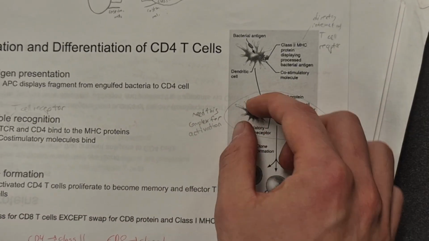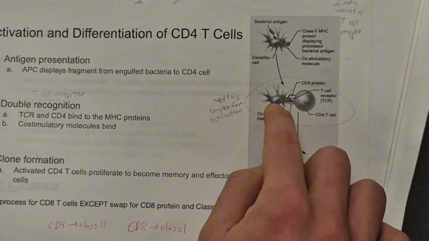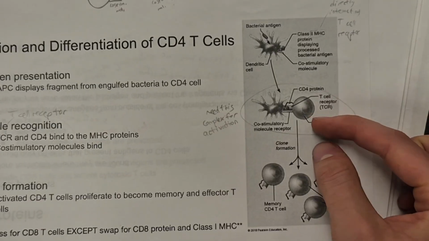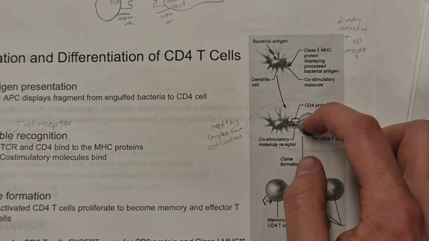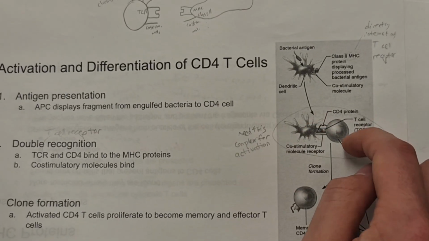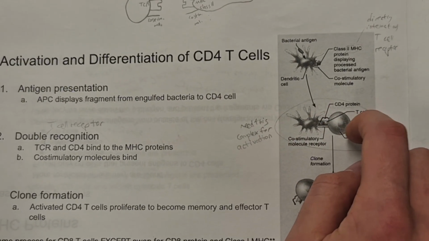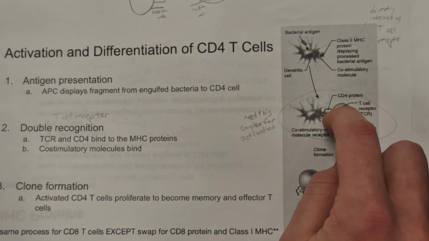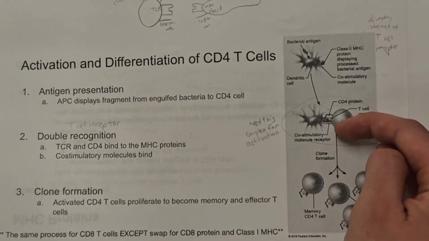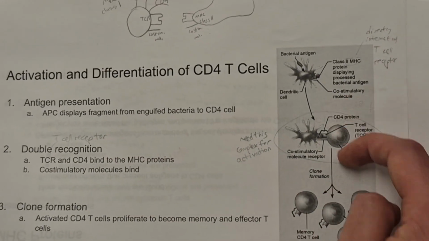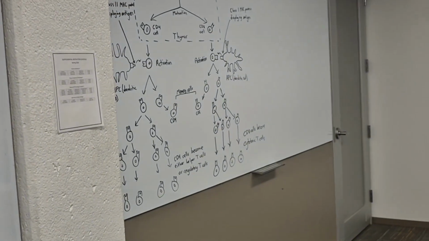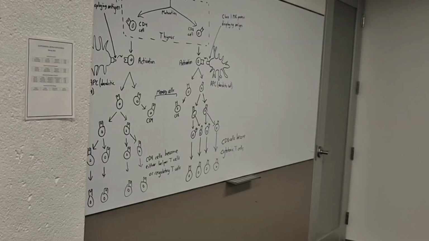When the CD4 cell binds to the dendritic cell, you have its TCR and its CD4 binding to the MHC proteins here. Okay, so this CD4 protein is going to bind to the antigen, and the T cell receptor is going to bind to the MHC class II protein. And then you clone it. So you make a memory one, and then you create three that are going to become those regulatory T cells or those helper T cells.